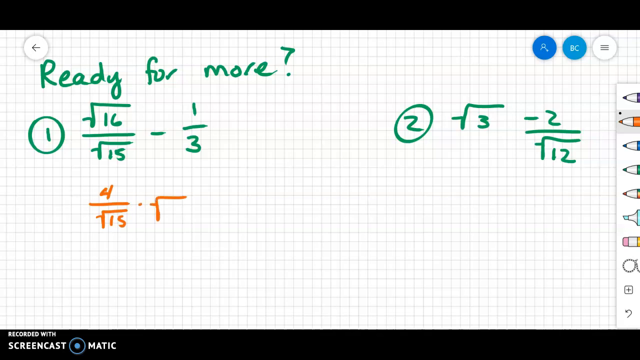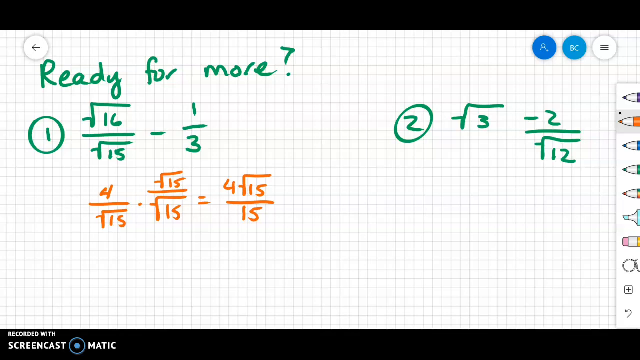So I'm going to multiply both the numerator and the denominator by the square root of 15. So I end up with 4 times the square root of 15 all over 15. I'm double checking if there's anything I can pull out of the radical symbol here, and there isn't. And I'm double checking to see if 4 and 15 reduce, which they don't. So I've fully simplified that first term.